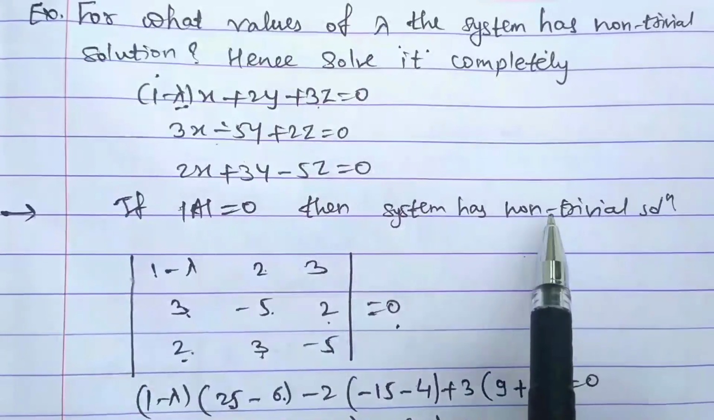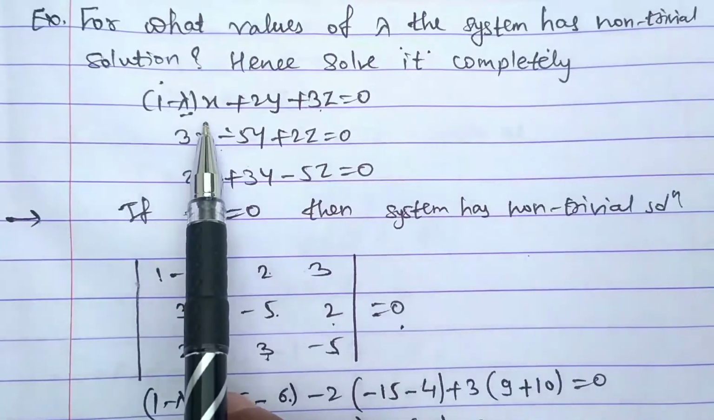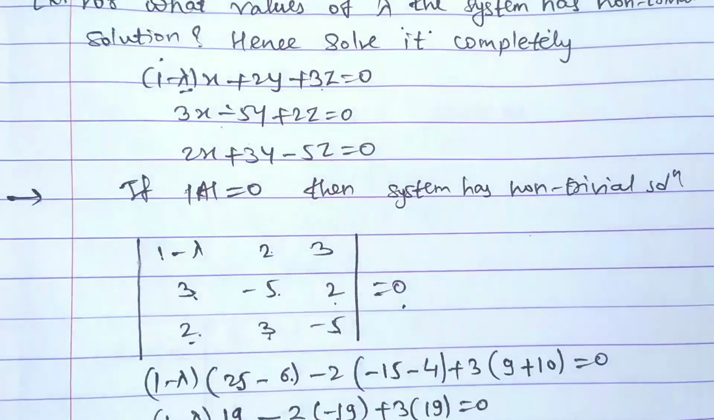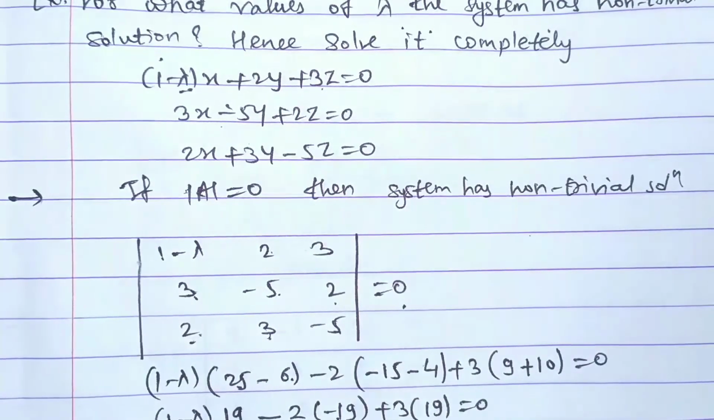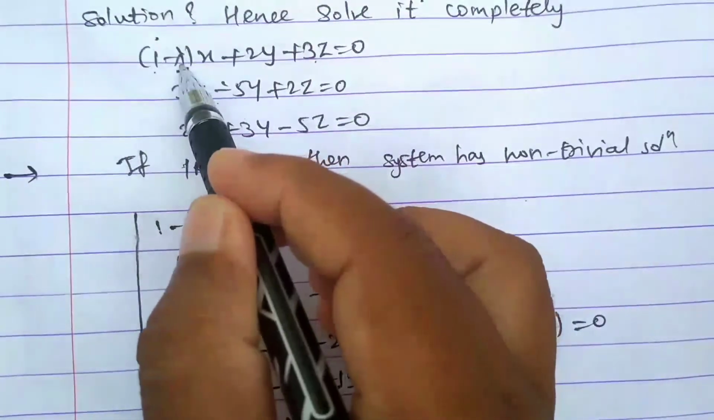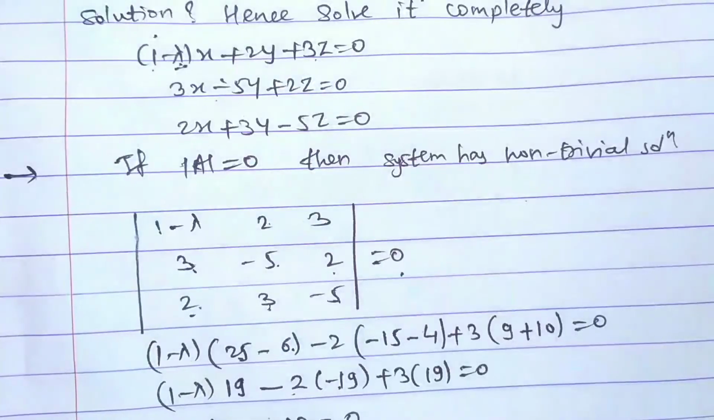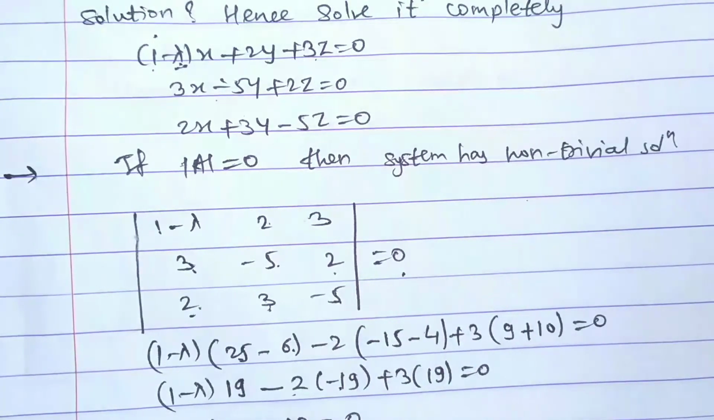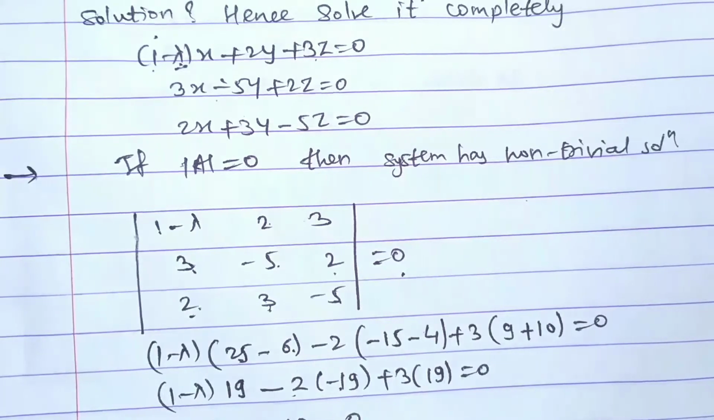So put lambda equals 6 in the given equations and rewrite the system. What will you get? In the given equation, 1 minus 6 is minus 5. Minus 5x plus 2y plus 3z equals 0. Second equation, 3x minus 5y plus 2z equals 0. And the third equation, 2x plus 3y minus 5z equals 0.